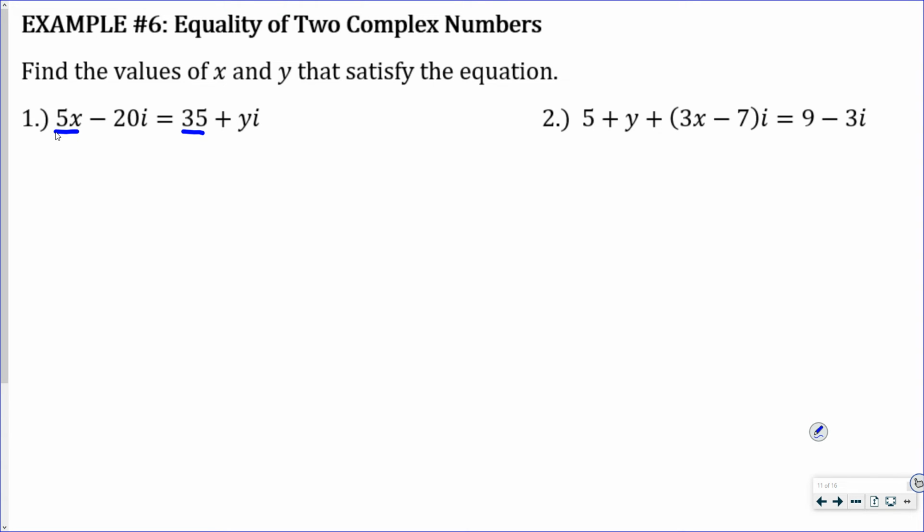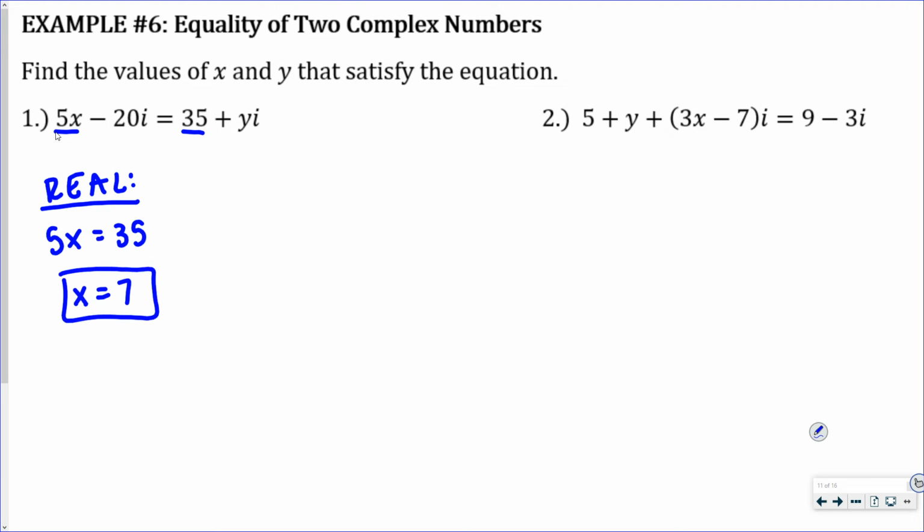So we're going to set the real parts equal to each other, because if it's an equation, those real parts have to be the same. 5x has to be the same as 35. So this allows us to figure out what x is. x would obviously be 7. You just set the real parts equal to each other and then the same for the imaginary part. On my left-hand side, my imaginary part is negative 20i. If these are equal, that has to be the same as yi.